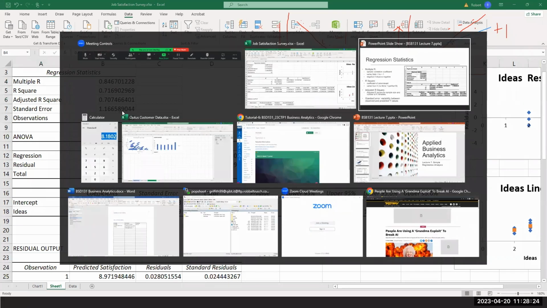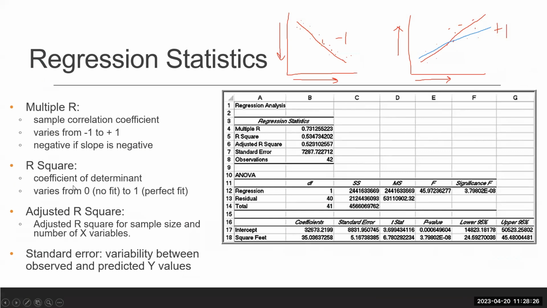What about the next one? What is the R squared value? R squared is the coefficient of determination, and it varies from 0, no fit, to 1, perfect fit. I'm sorry, it's not the square of the residuals, R squared is just the coefficient of determination. When this is close to 1, that means, as I said before, that if all the data points are on this line, the regression will be a perfect fit for the data.